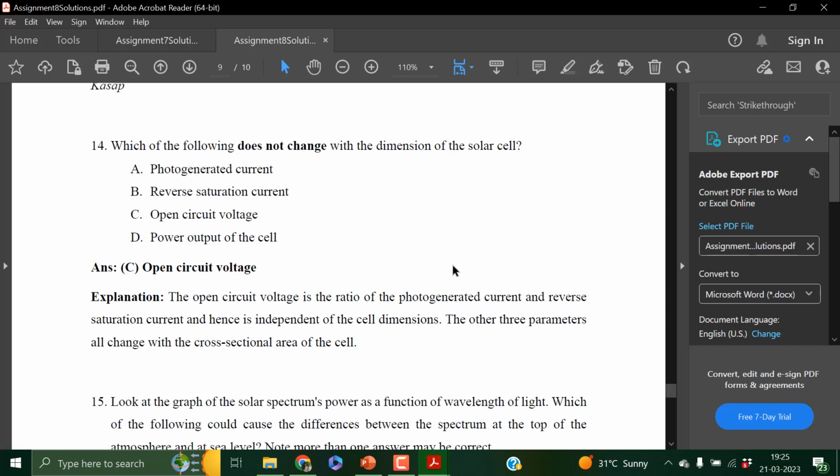When we are manipulating width, I believe the diffusion length might also change. I have doubt with these two, madam: reverse saturation current and open circuit voltage. I think open circuit voltage would be the answer. Madam, open circuit voltage depends on IPH. Since photo generated current changes, VOC will also change. Yeah, it will be the ratio of photo generated current and reverse saturation current, right? So since both are in numerator and denominator, if the change is reflected in both, it would be independent, right?